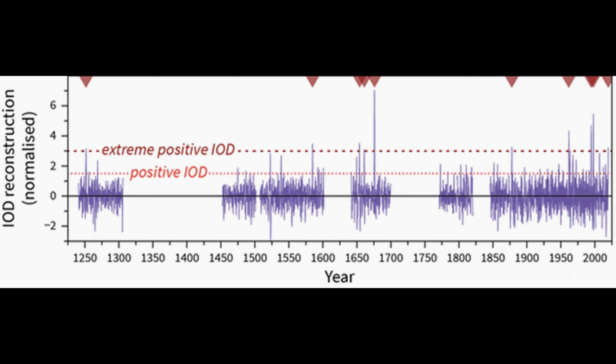The 1675 event was around 40% stronger than the event of last year. It brought severe drought, causing famine, death, and war, showing that severe fluctuations in the Indian Ocean can have devastating consequences.